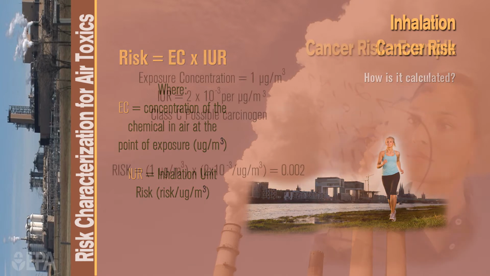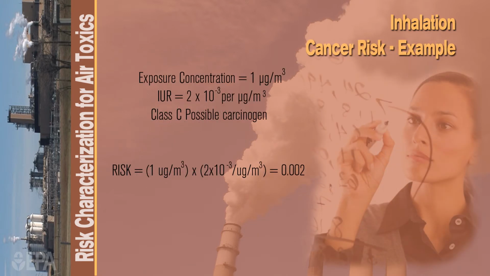In the example shown here, we can calculate the inhalation cancer risk of a chemical X by multiplying the exposure concentration of chemical X, which in this case is 1 microgram per cubic meter, times its inhalation unit risk, which is 2 times 10 to the minus 3 per microgram per cubic meter, and the result is unitless.